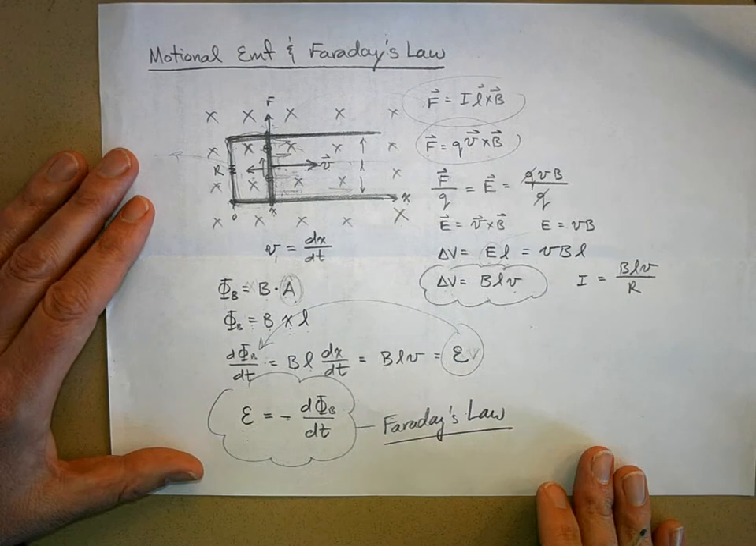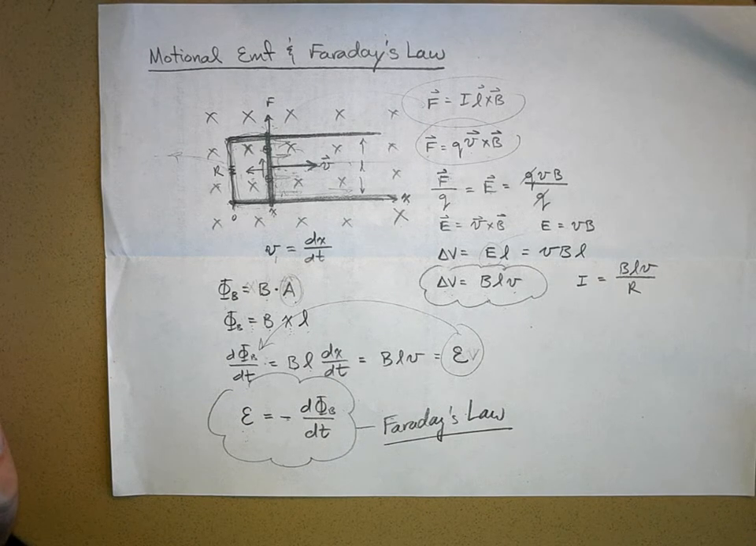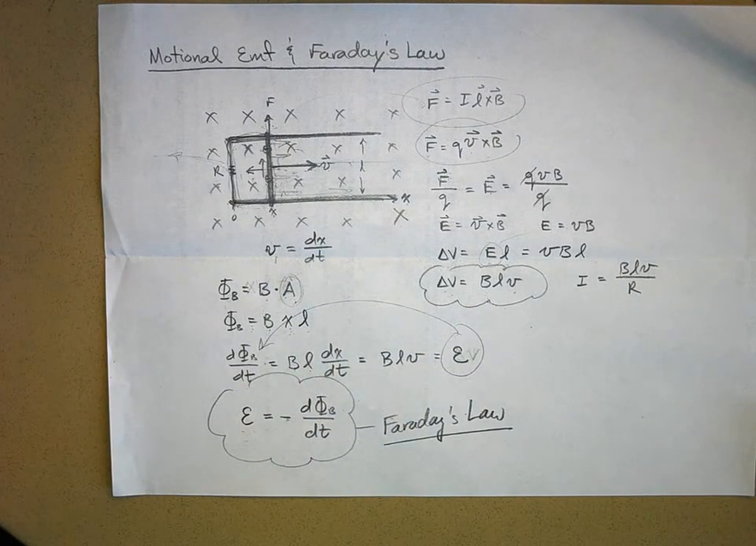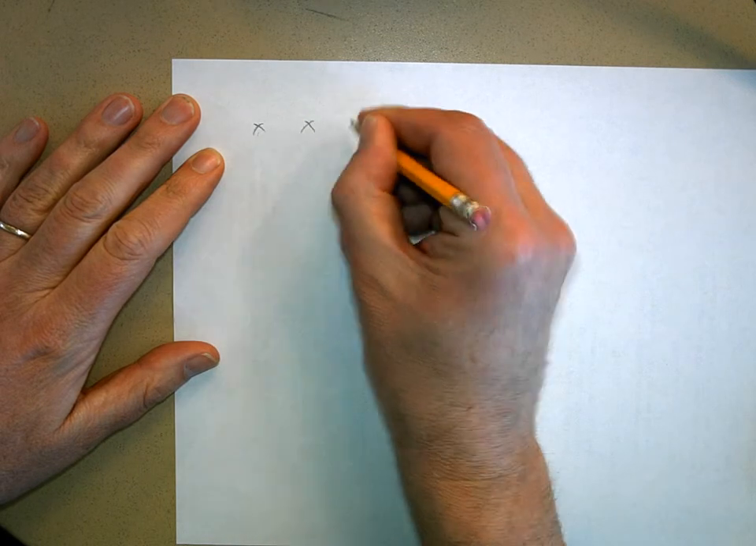One last thing. Why is this negative here? Well, this is going to get us to Lenz's law, which is coming up. Let me redraw it. This will be the last thing, because I've talked too long already. Here's my motional EMF diagram again. So here's the magnetic field.